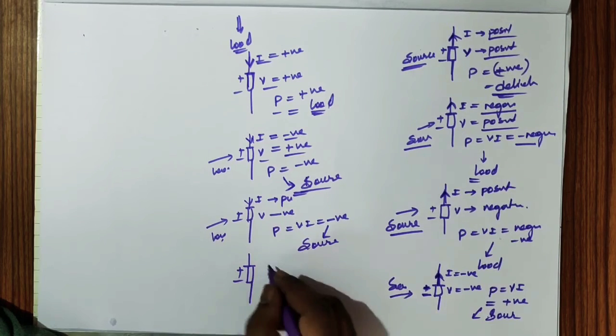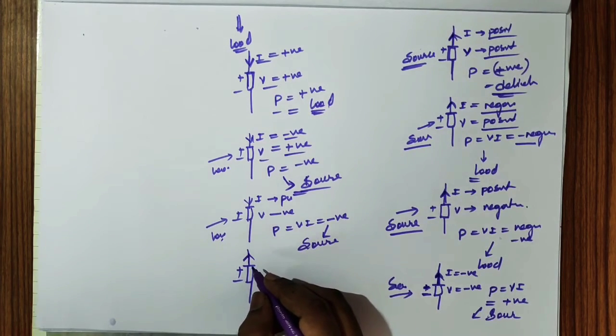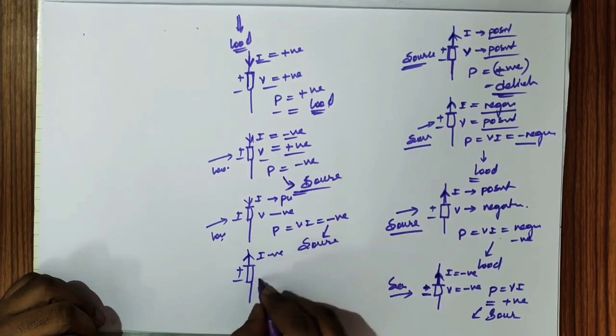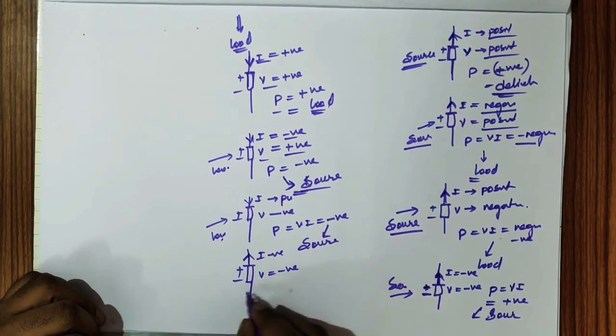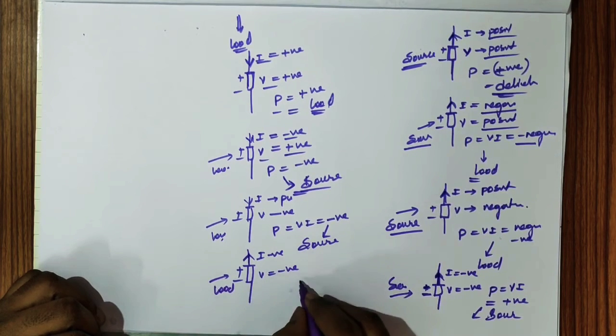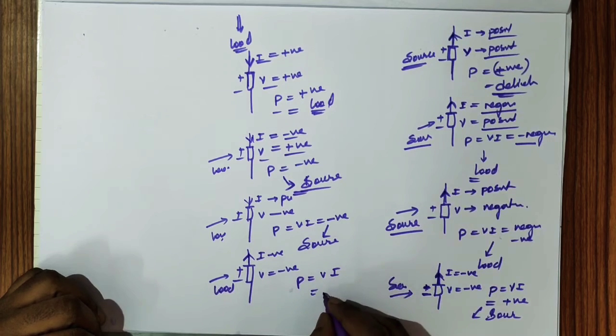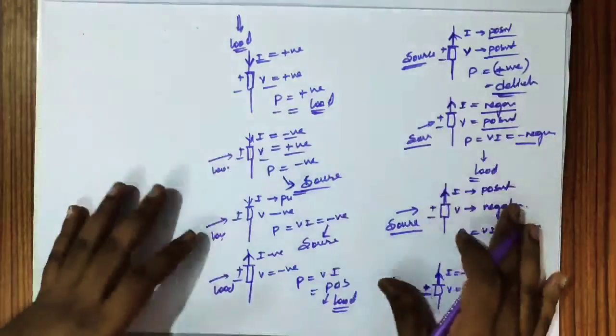Again, taking the current as a negative value and V is also negative, therefore we are considering this as a load, but we obtained negative and the power will be equal to VI, so the total will be a positive value. Therefore it acts as a load. Okay, so compare these things.